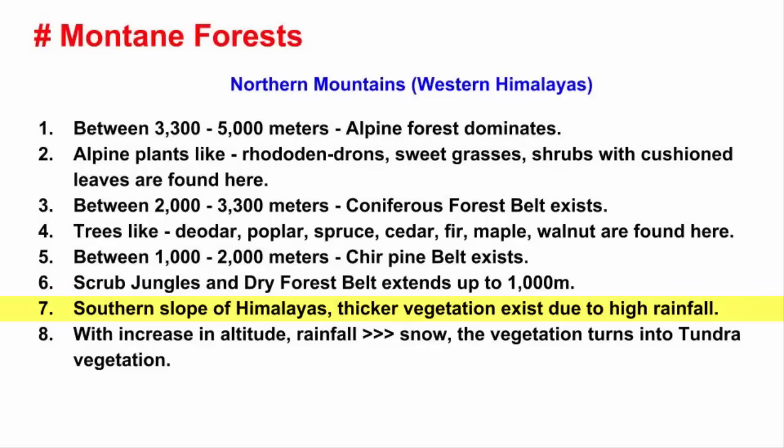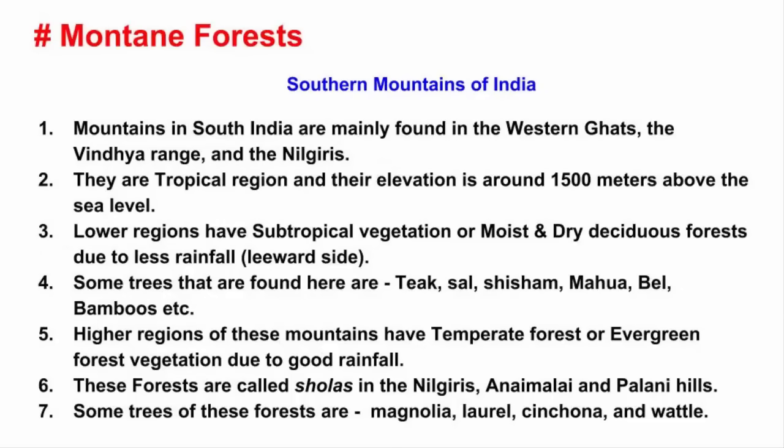So overall, you will notice that at the southern slopes of the Himalayas, you will find thicker vegetation because of high rainfall. But then as you go up with an increase in altitude, instead of rain, snowfall occurs. And that gives rise to tundra vegetation like mosses and lichens. So this was all about the vegetation in the northern mountains of India. Now we will look at the vegetation in the southern mountains of India.